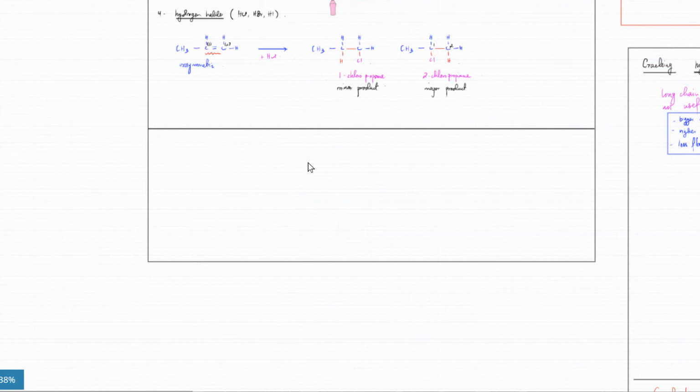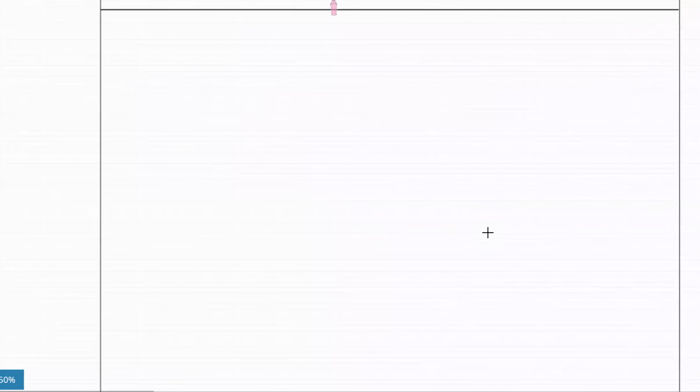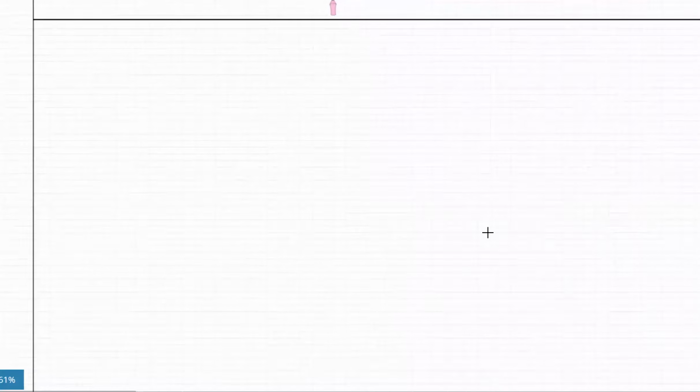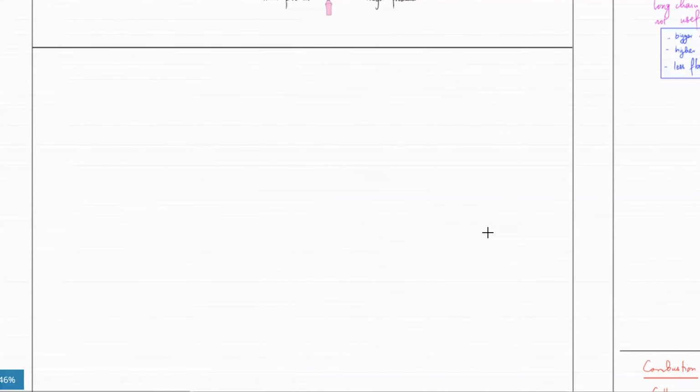We actually did the whole primary alcohol oxidation. We didn't do alkene oxidation. So let's quickly do that. So, oxidation of alkenes.